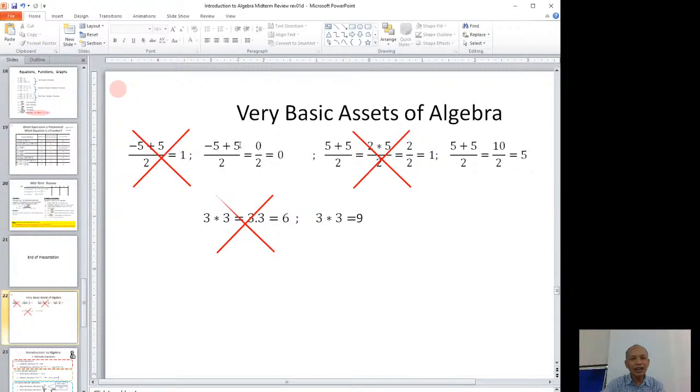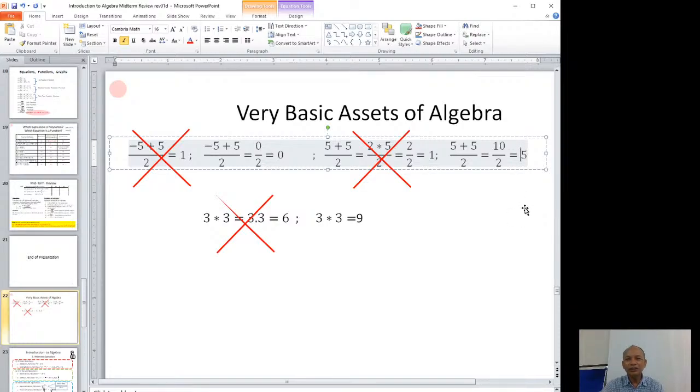Negative 5 plus 5 over 2, it means 0 over 2 equal 0. It's not 1. And here, 5 plus 5 over 2 equal 2 times 5 over 2. It's not 2 over 2 equal 1. It's 5 plus 5 over 2. It's 10 over 2. It's 5. Okay? So, you see the mistake here? So please do not commit these mistakes.